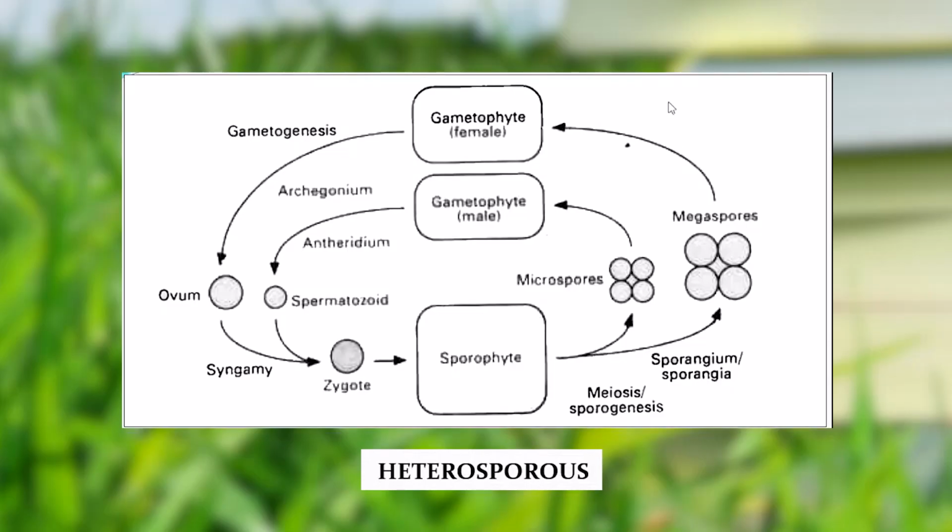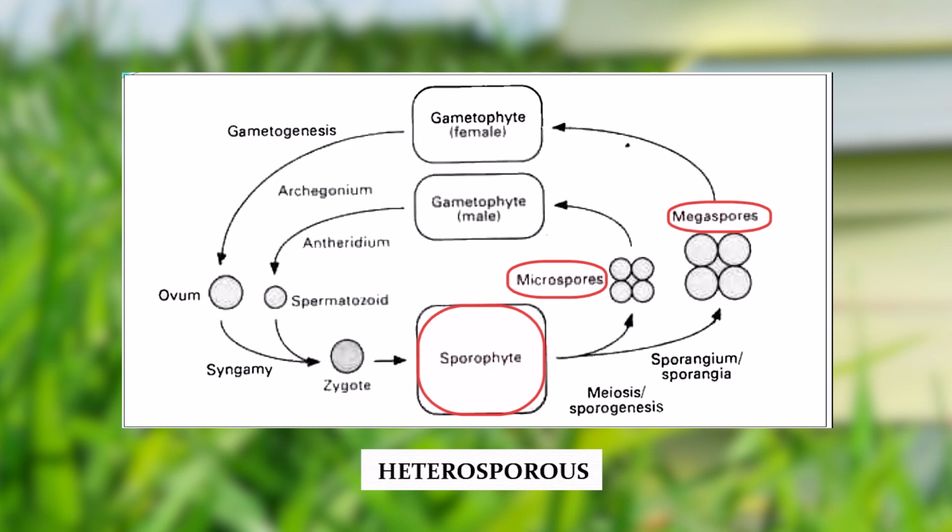But in some genera or in some members, a different alternation of generation is seen, that is heterosporous alternation of generation. Here what we see, the sporophytic plant bodies are producing two different types of spores. One is the microspores. These microspores are minute, large in number and are produced within the microsporangia, whereas the megaspores produced within the megasporangia are larger and smaller in number.